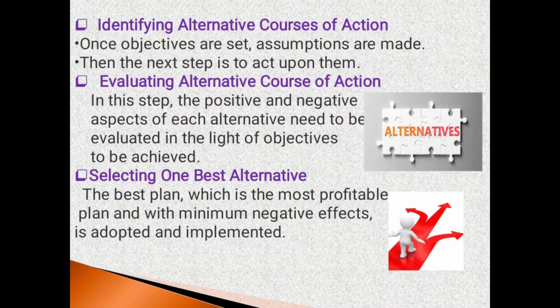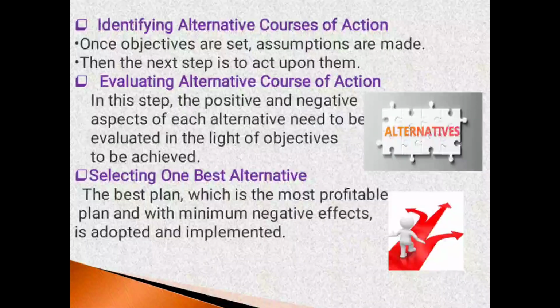And next one is identifying alternative courses of action. After setting the objectives and making assumptions about the future, the next step is to determine alternative courses of action through which the organization can achieve its objectives. In order to identify the various alternative courses of action, it is required to collect all the necessary information from primary and secondary sources. That information should be collected properly and correctly.